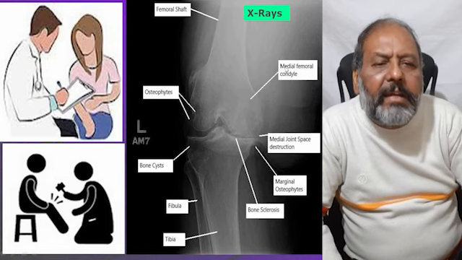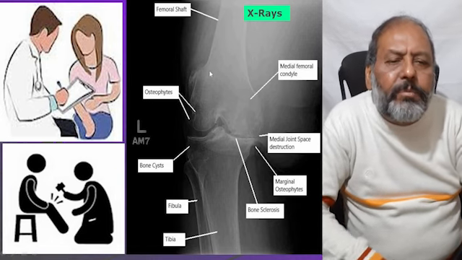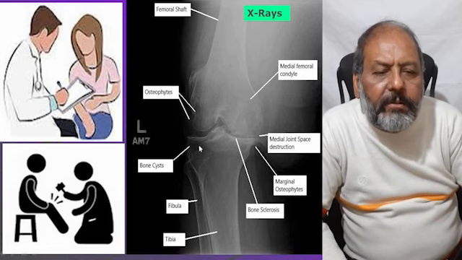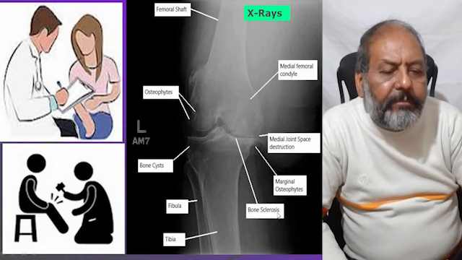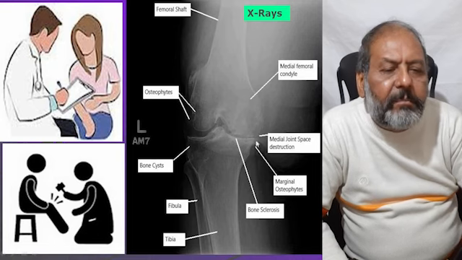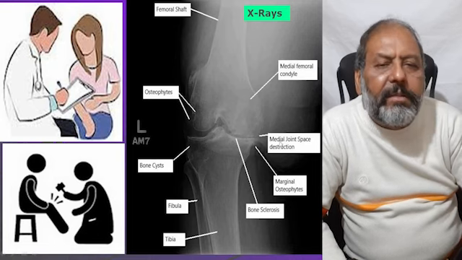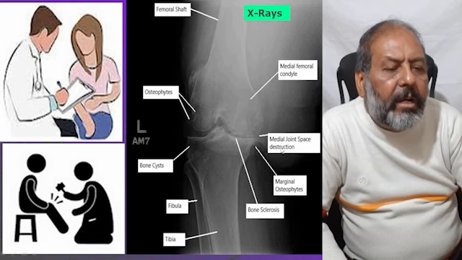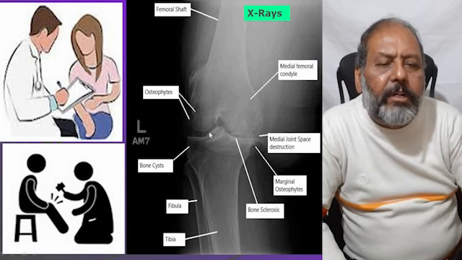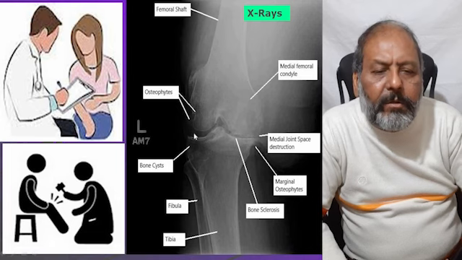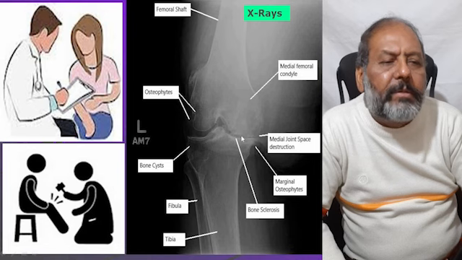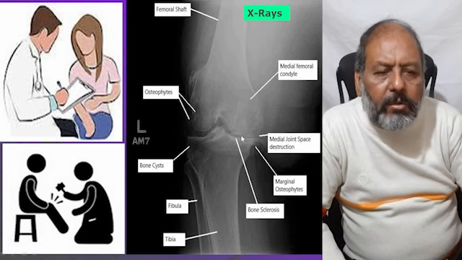And on X-ray, the things which have to be noted are the osteophytes, the bone cyst, and then bone sclerosis, the marginal osteophytes, and the medial joint space destruction. So the narrowing of the joint space can be seen as one compares with this side. It is on the medial side, the joint space is just lost.